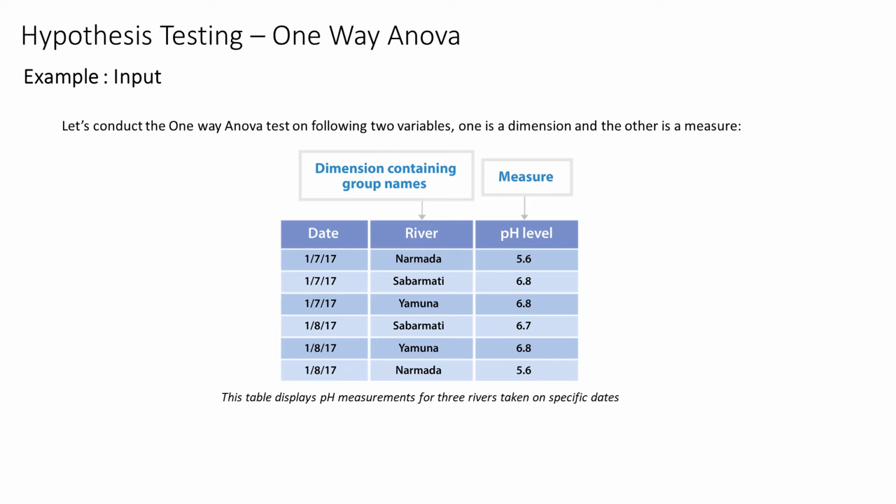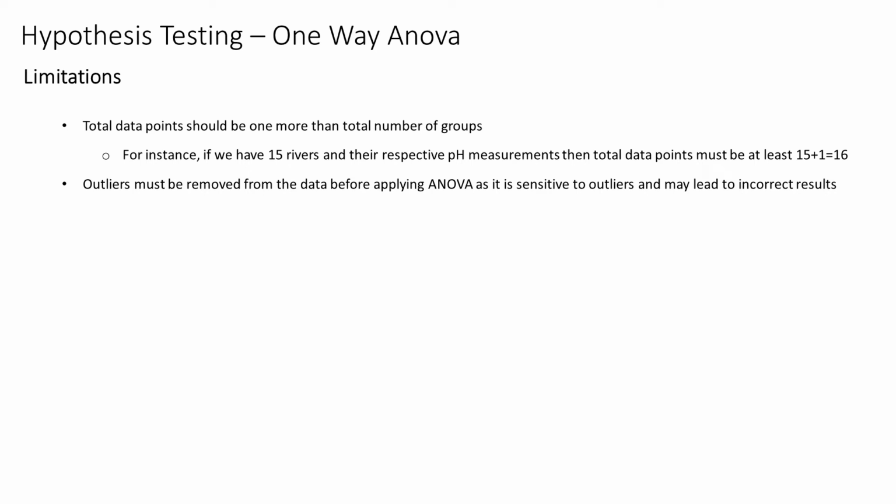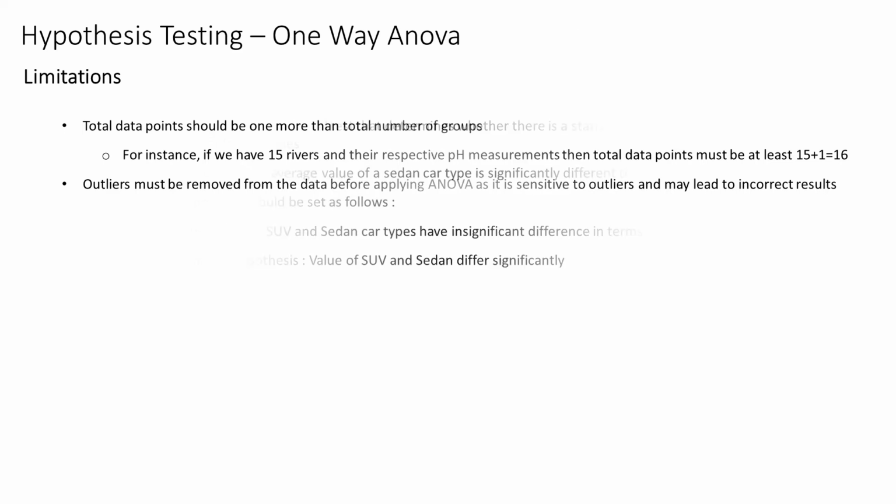You might also use this technique to determine the effect of 3 different diets on a person's cholesterol levels and weight. When using the one-way ANOVA test, keep in mind that the total data points should be more than the total number of groups. Be sure to remove outliers from the data before applying this technique, as this method is sensitive to outliers and will lead to incorrect results if outliers are not removed.